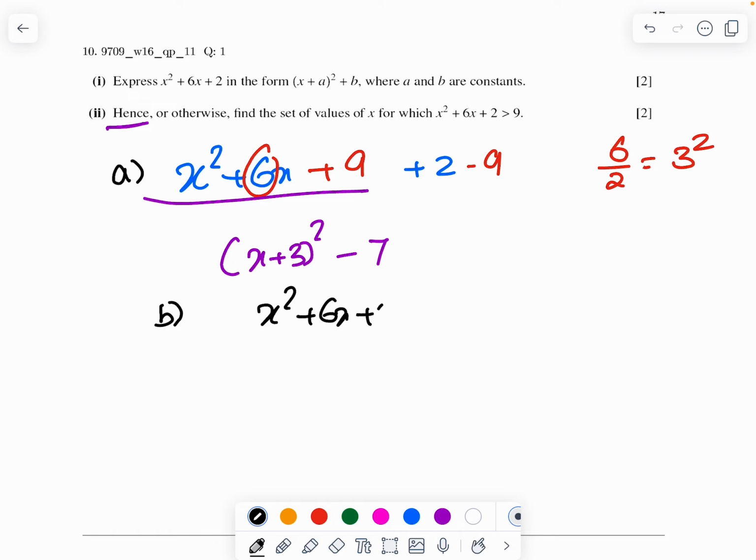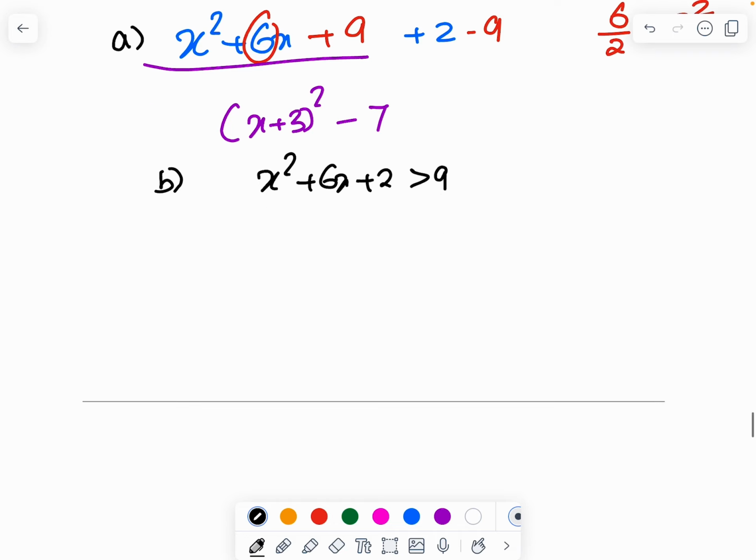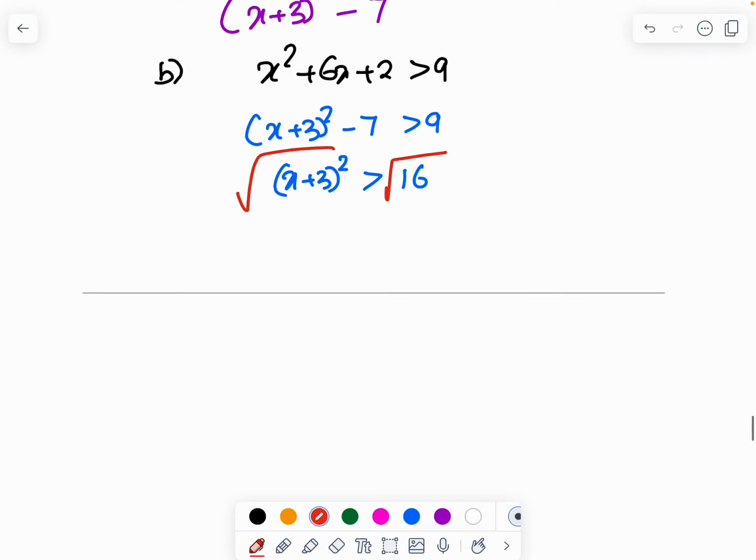Part B, plus 2 is greater than 9. But just now we have proved this one as (x plus 3) whole square minus 7 is greater than 9. So (x plus 3) whole square is greater than 16. Then find the square root. Now it is a greater than symbol, right? Greater than symbol means greater than the bigger root, lesser than the smaller root.